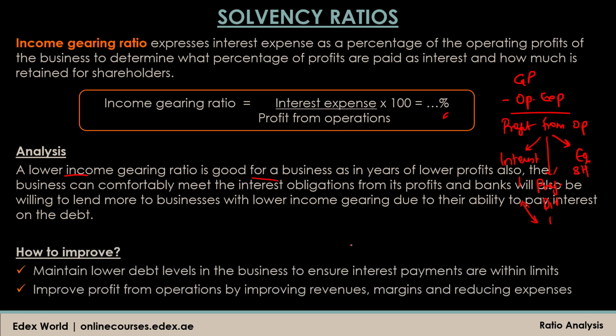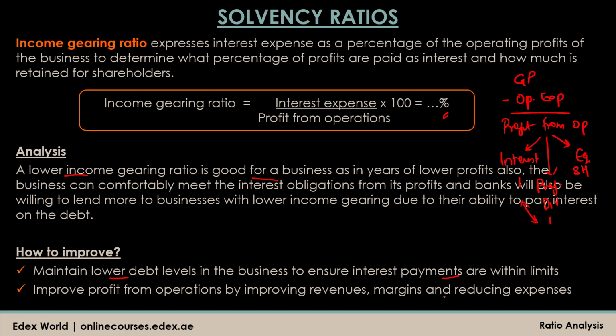How can the firm improve its income gearing ratio? Obviously, it will have to make sure that the debt levels are reasonable. The moment you start taking a lot of debt, your interest obligations will obviously increase, and the income gearing ratio will go to a higher side, and that's bad. So the situation will worsen.